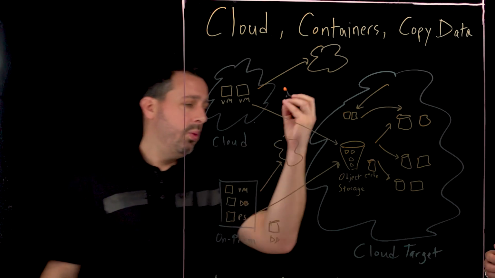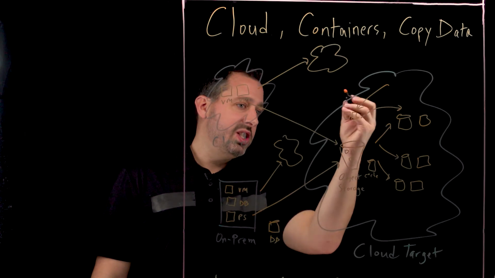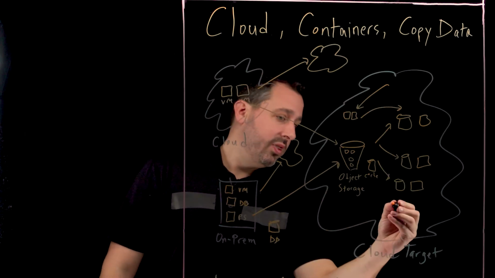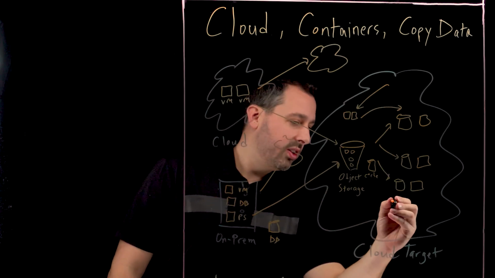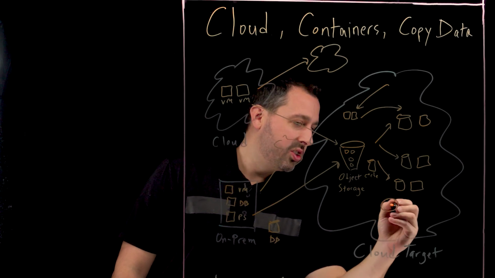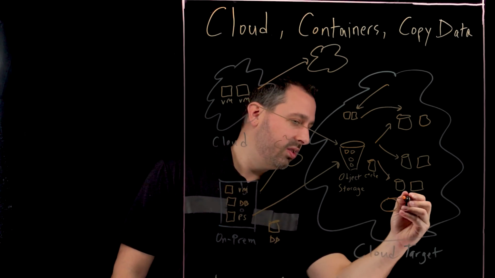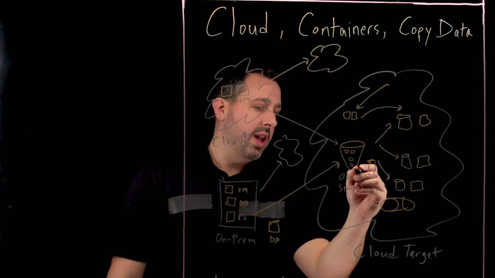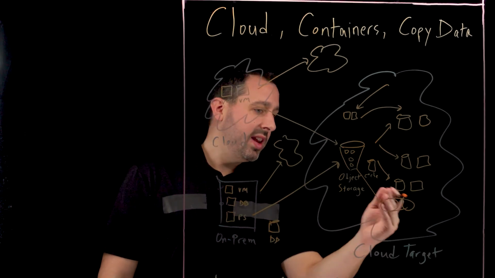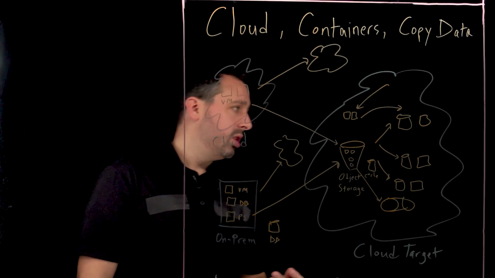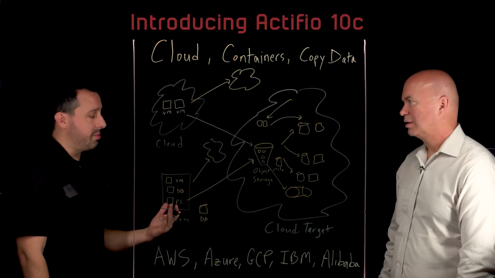Yeah. So what we're able to do now in Actifio 10c with containers is leverage, how should I draw a container? Let's see, we'll do a circle, a cylinder. There you go, there's your container. Okay. But essentially able to now send the data to Docker containers, whether they're orchestrated by Kubernetes or not.